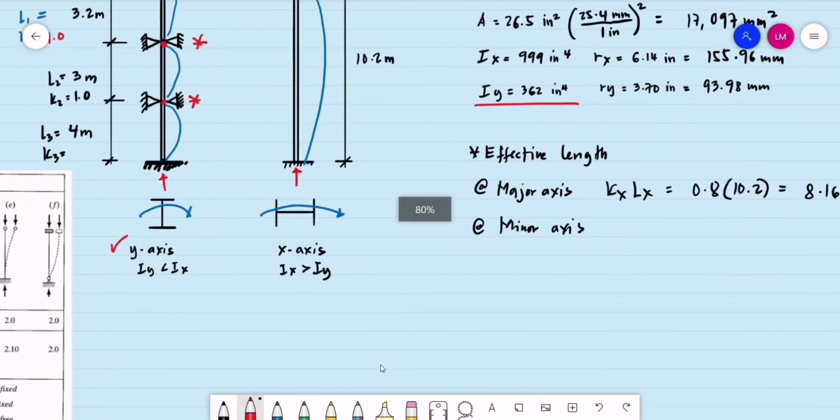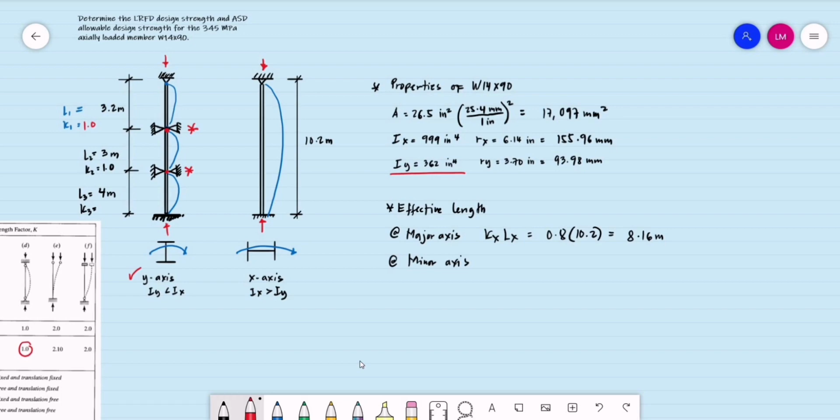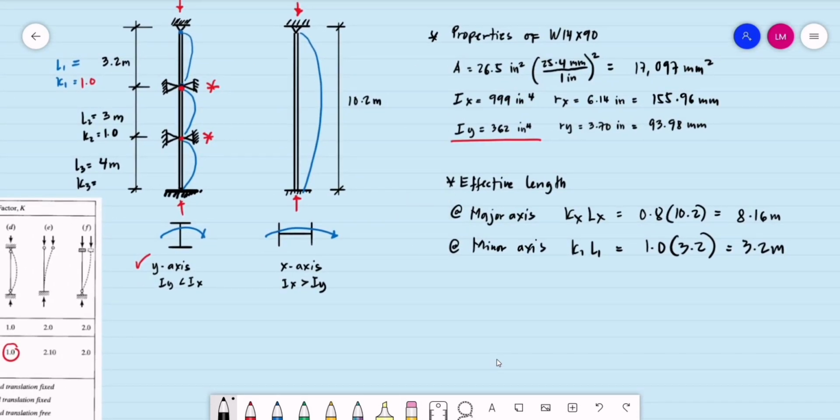So we proceed to the computation of the effective lengths for our minor axis. Let's say this is K sub 1 L1. K sub 1 is the same as 1.0, multiplied by the length, that is 3.2 meters. So its effective length is the same as 3.2 meters. Then for the second one, let's say the K sub 2 L sub 2, that is the same as 1.0. The unsupported length is 3 meters, so the effective length is the same as 3 meters.